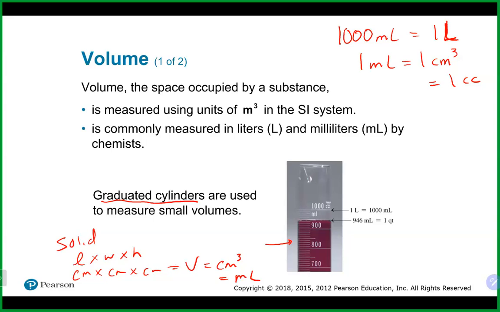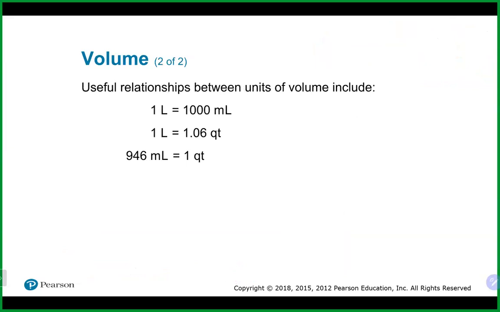So 1,000 milliliters is 1 liter, and that is used a lot. I would say these conversions, you will see a lot throughout the semester, so make sure that you are familiar with those. A couple of other ones pop up occasionally. Not a whole lot, but they do pop up. There are 946 milliliters in a quart. But again, that 1,000 milliliters is a liter is very common.